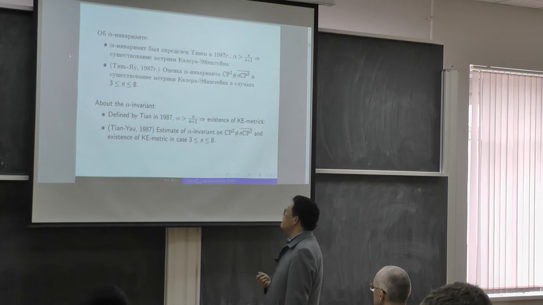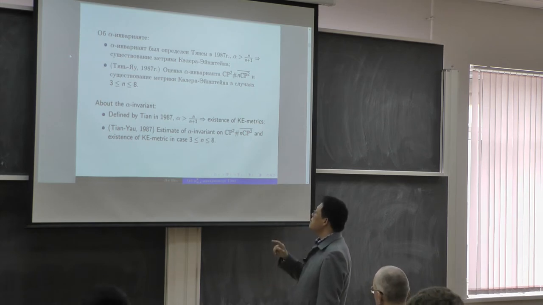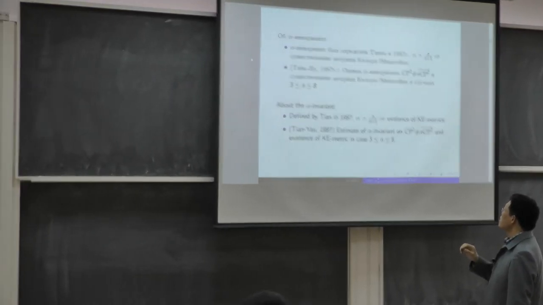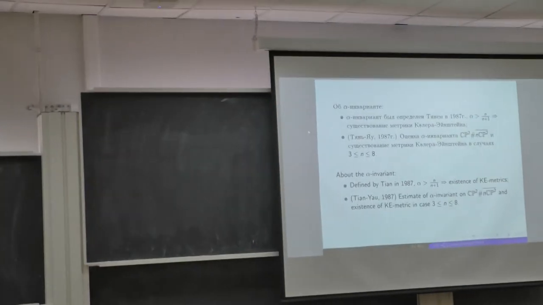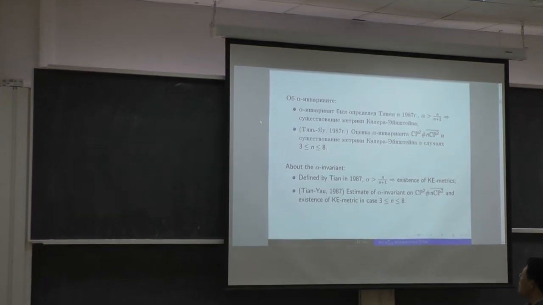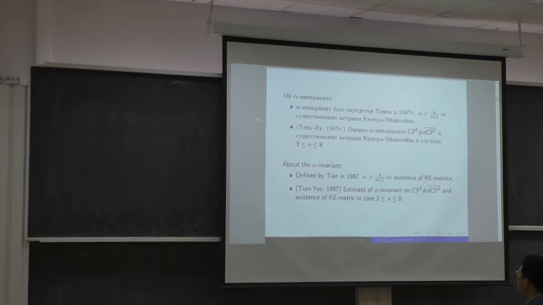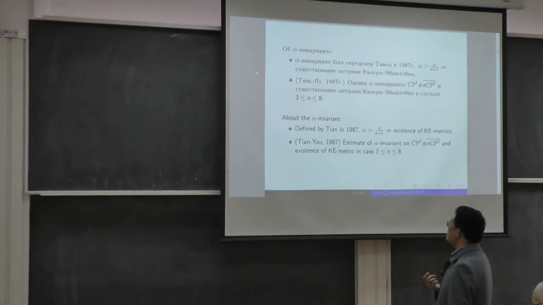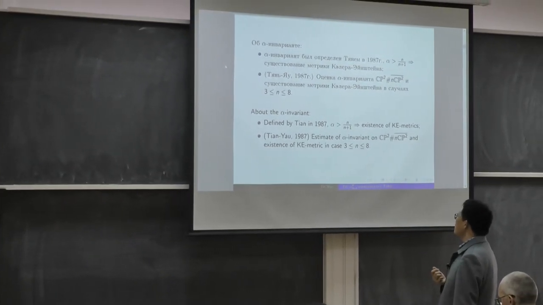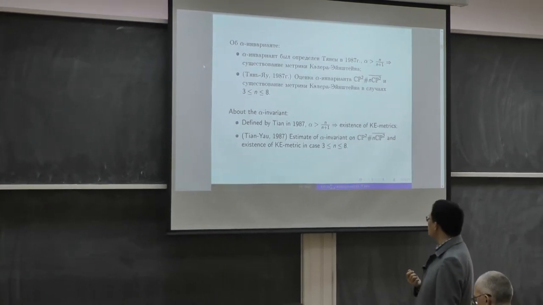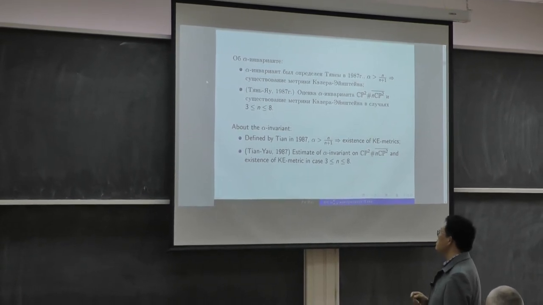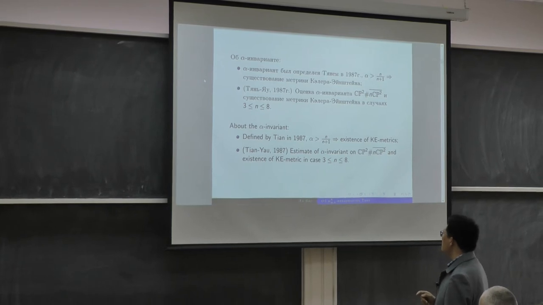The alpha invariant was first defined by Tian when he studied the existence problem of Kähler-Einstein metrics on a Fano manifold, and he proved that if alpha is bigger than n over n plus 1, then we have a Kähler-Einstein metric. In the same year, Tian and Yau estimated the alpha invariant of CP2 sharp NCP2, and they proved the existence of Kähler-Einstein metrics by studying the alpha invariant in this case.